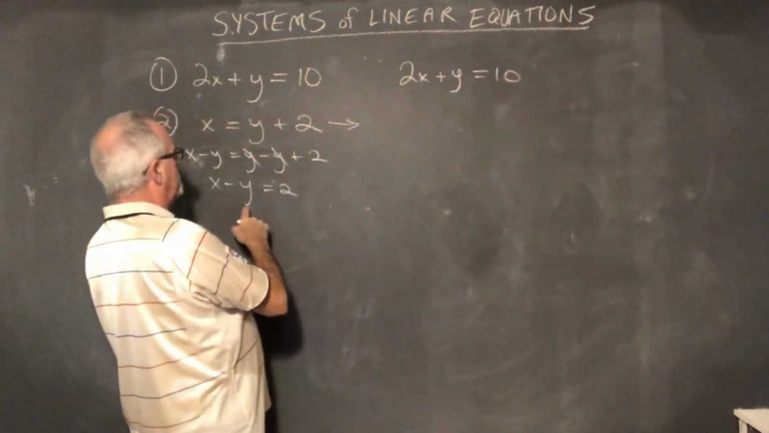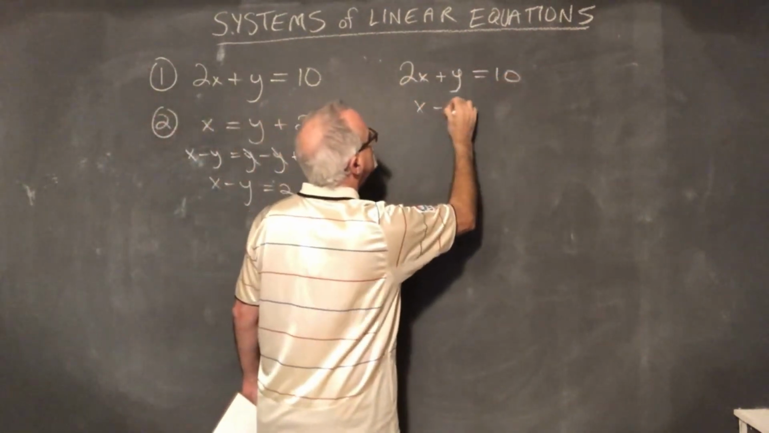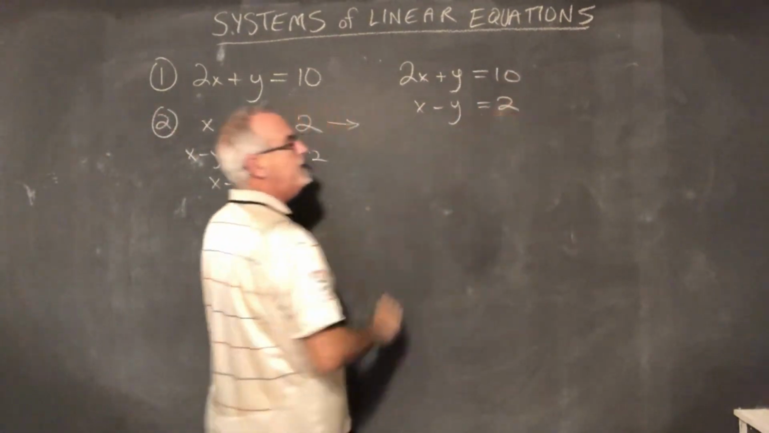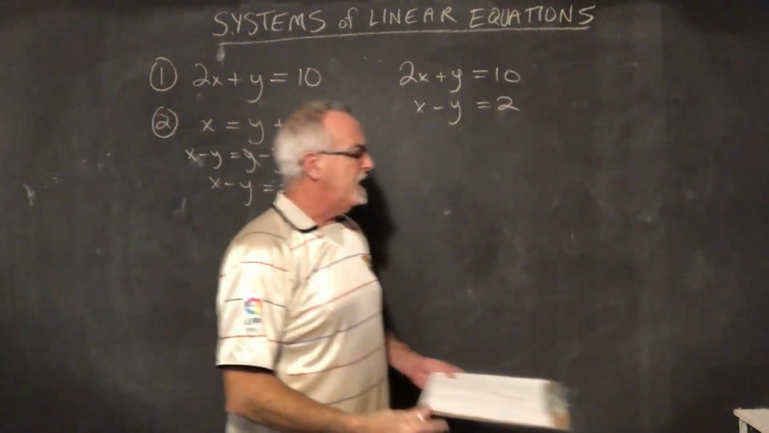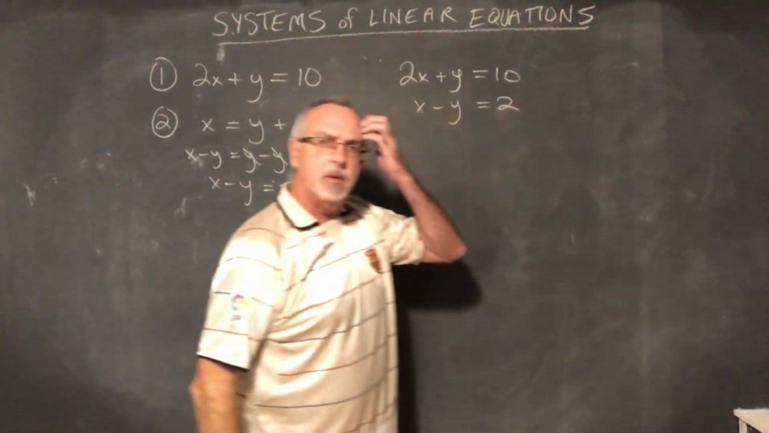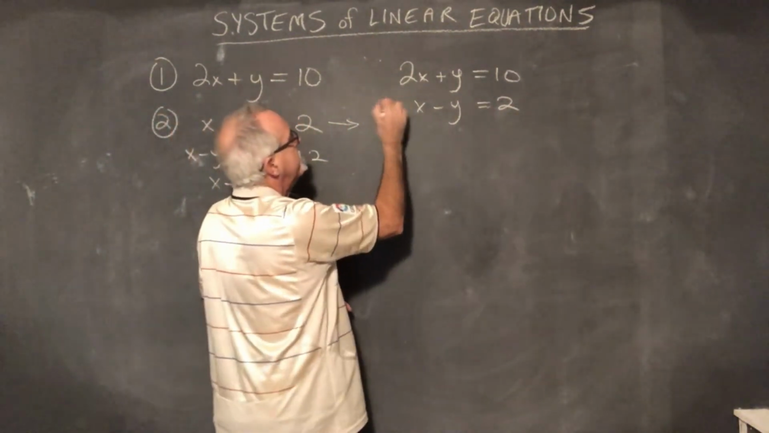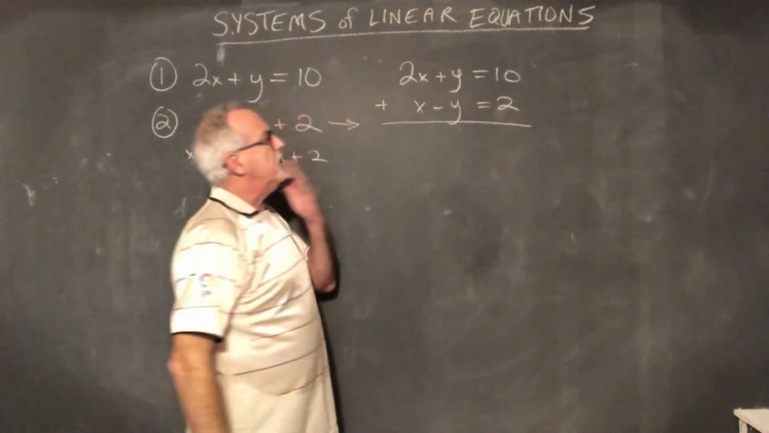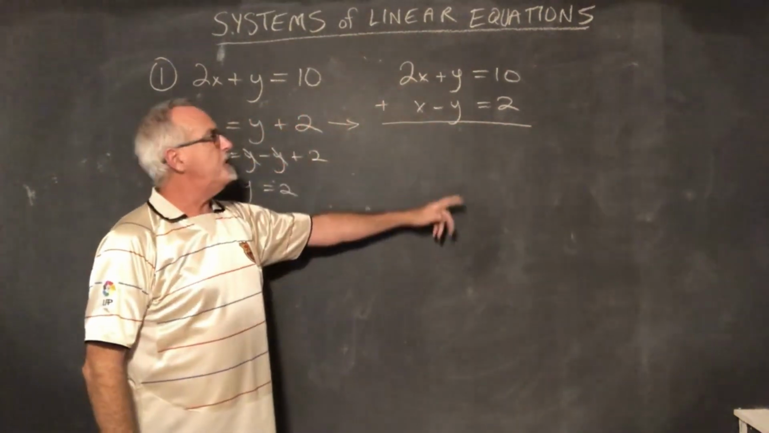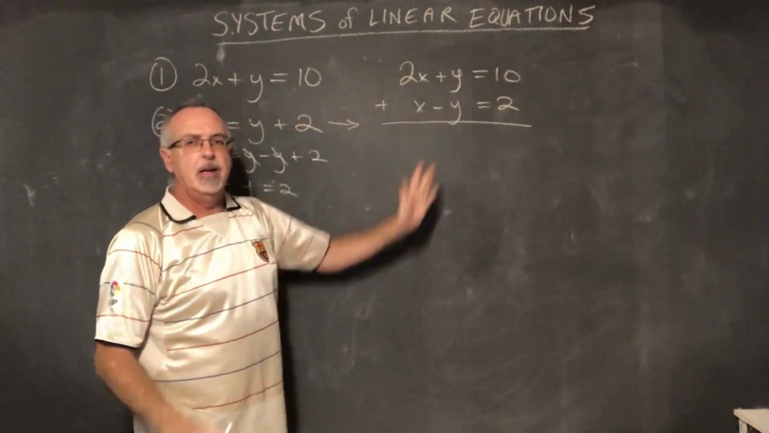One right below the other. X minus y equals 2. And then what I do is kind of a weird trick. Seems weird to students the first time they see it, I think, which is I add the 2 equations. Now the reason this is going to work is because when I add the 2 equations, the y's are going to cancel. That's a little lucky.